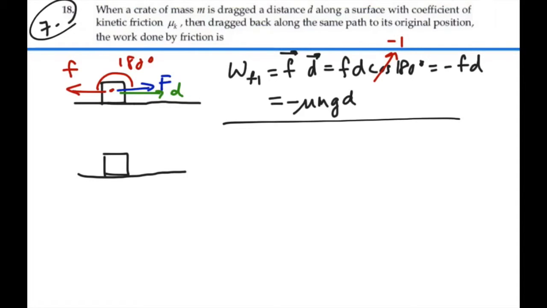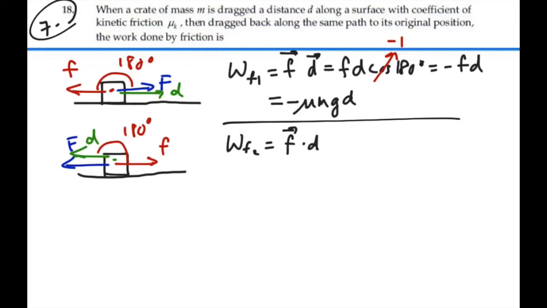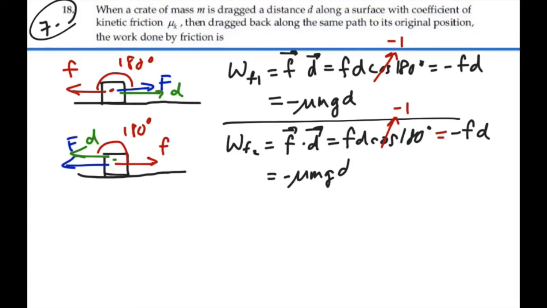Then as we return, still pulling on this, friction will again work against the motion, and our displacement will be in the direction that we're pulling. So there again will be 180 degrees difference between these two vectors. So the work done by friction on the return trip is the frictional force dotted with displacement, F d cosine 180 degrees. Again, cosine of 180 degrees is -1, so this is a negative frictional force times distance, which would be a negative mu mg d again.